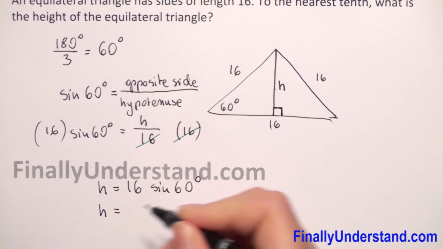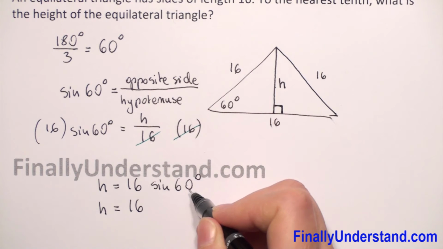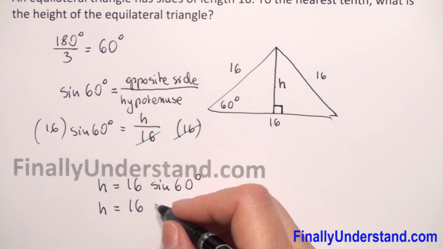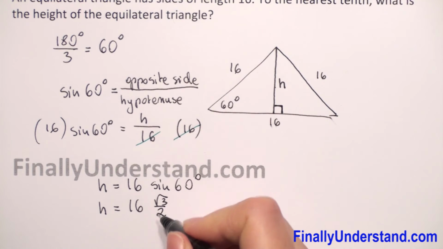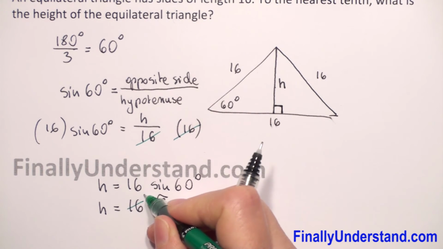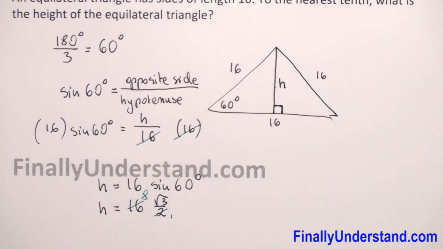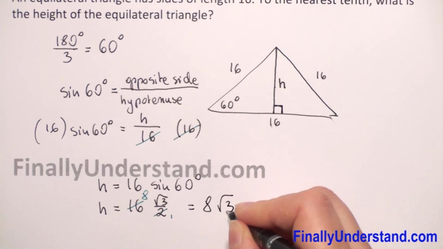So h is equal to 16 times sine of 60 degrees, which is square root of 3 over 2. We can reduce 2 and 16. This is 1 and it will be 8. So we have that h is equal to 8 square root of 3.